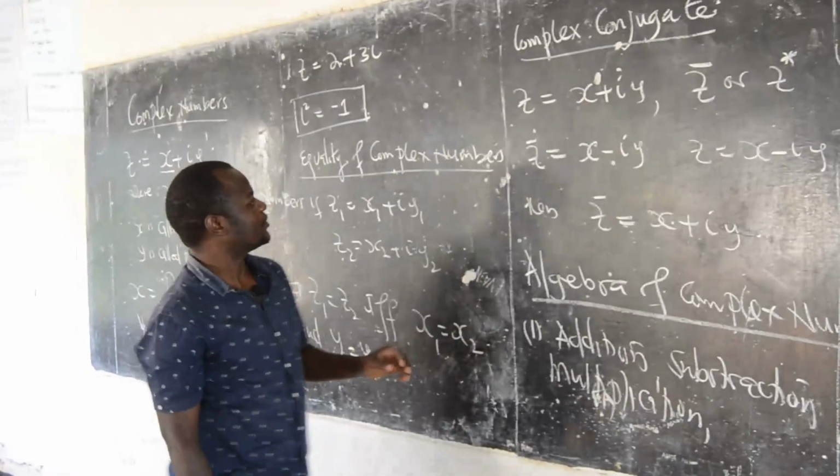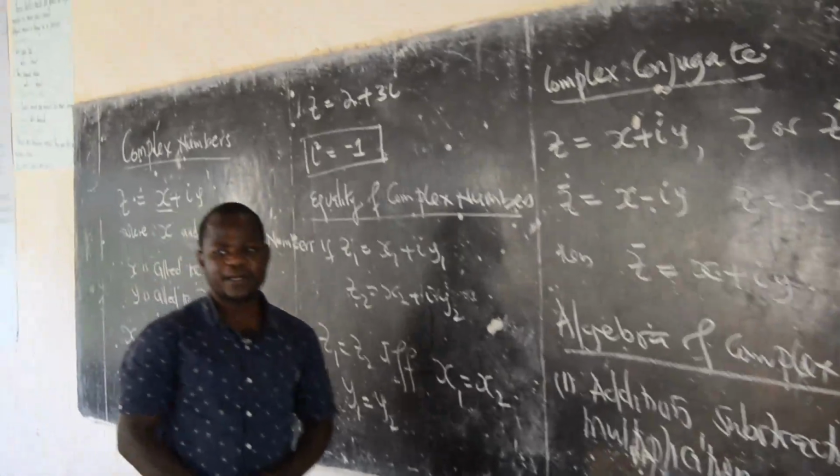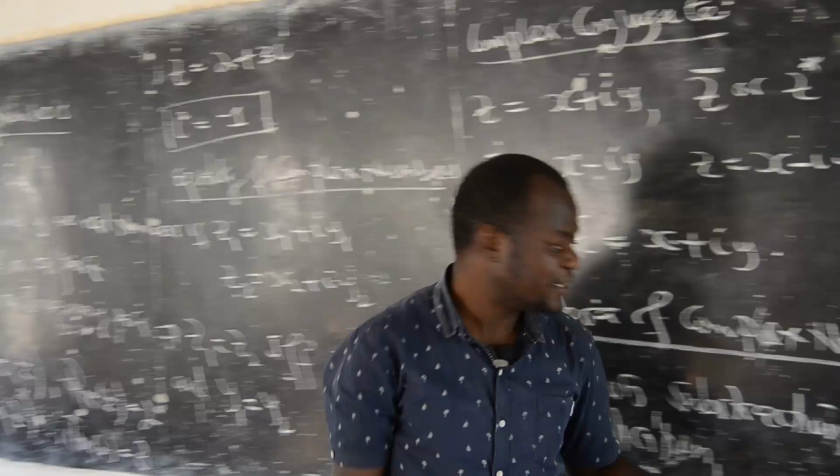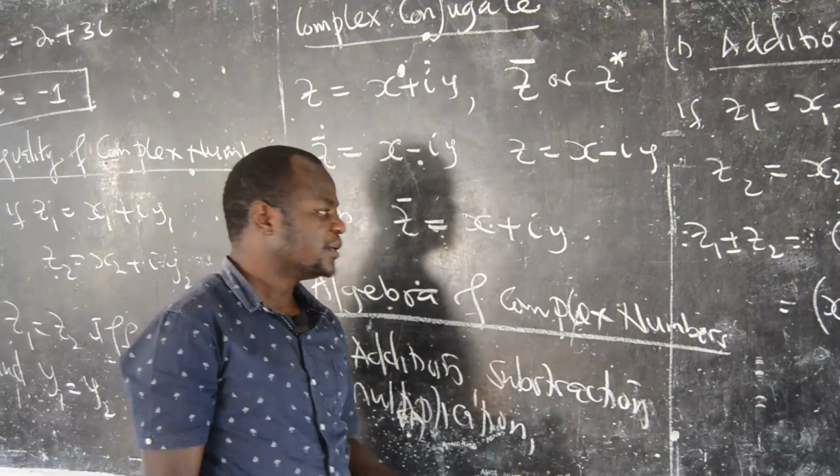I think you have seen so far how we have moved, and we have looked at different properties. In our next lesson we are going to look at other algebra or other facts about the algebra of complex numbers.